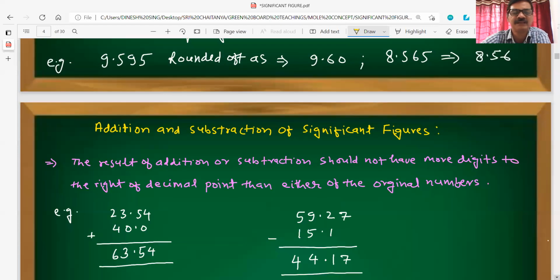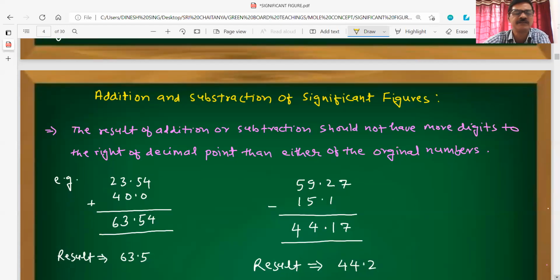After that, we have the addition and subtraction of significant figures. In the addition and subtraction of significant figures, this is the rule basically. The result of the addition or subtraction should not have more digits to the right of the decimal point than either of the original numbers. Suppose we want to add these 2 numbers: this is 23.54 and this is 40.0. If we add these 2 numbers, our answer will be 63.54.